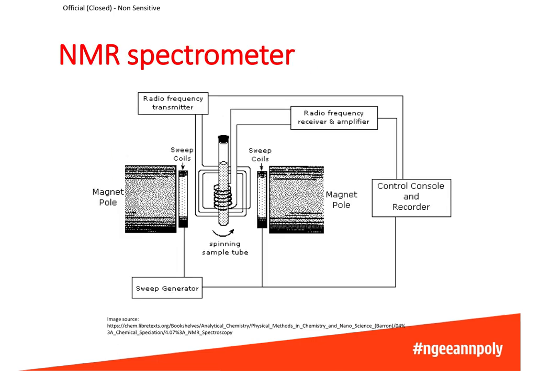This diagram shows the components of an NMR spectrometer. The sample is placed in a very strong external magnetic field. It is then subjected to frequency from a radio wave source. The results will then be detected and interpreted.